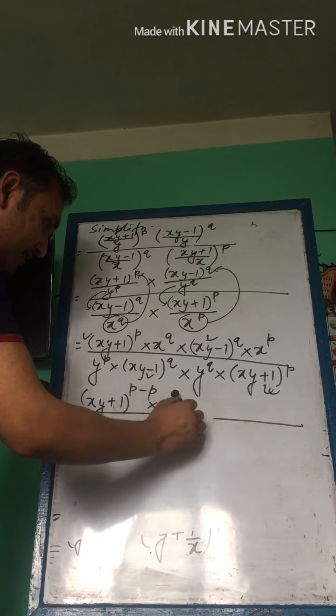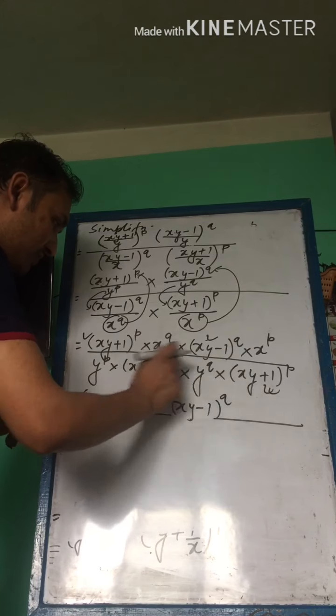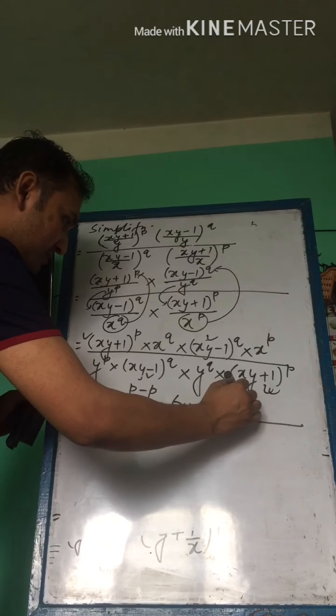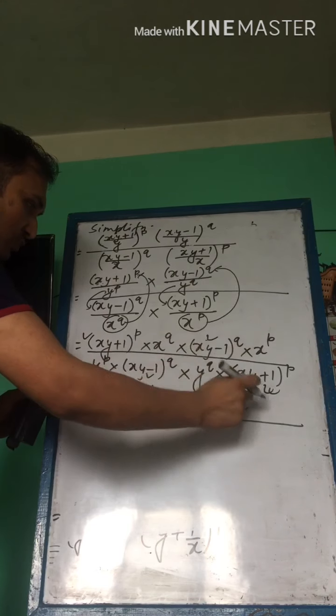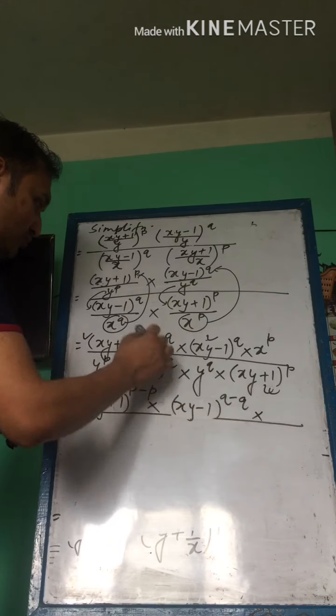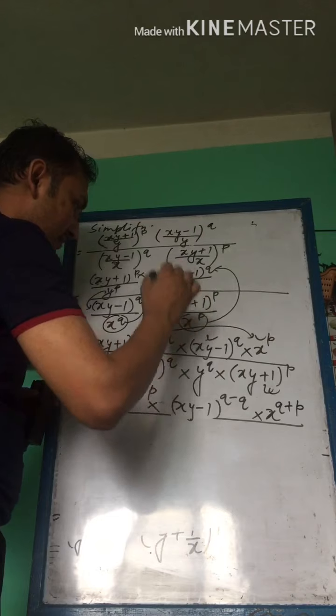So (xy minus 1) whole to the power q is there. When divided, minus q will be there, meaning they have the same base, so subtract the power: q minus q. Now let us do for these two. They have the same base and are in multiplication form, then keep the base same and add their power to get the result. Multiplication of these two has also been done.